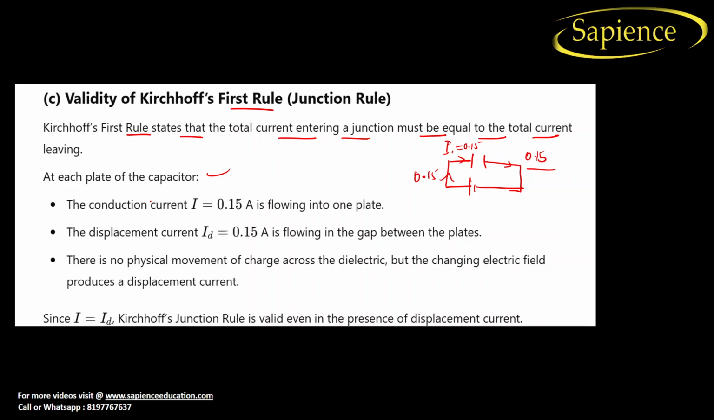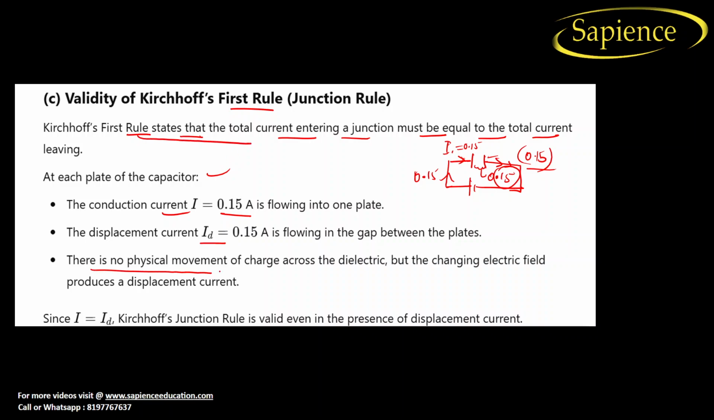At each plate of a capacitor, the conduction current is equal to 0.15, because 0.15 amount of current is going inside. And the displacement current, which means the current without connection, is also equal to 0.15. So it means that the current will also come out as 0.15. This suggests the validation of Kirchhoff's law.